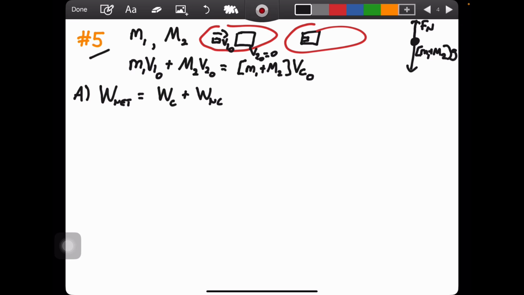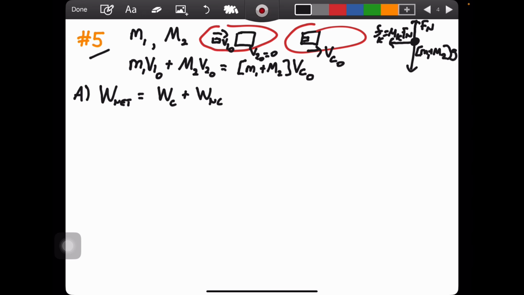And once the bullet embeds itself, you can imagine that there is some v combined 0 going to the right, which is to say that the combination of the bullet and the larger mass is moving to the right. If it's moving to the right, that means that there is some friction to the left, because the kinetic friction always opposes the direction of the motion. And so I can say that the kinetic friction is going to be equal to whatever the coefficient of kinetic friction is multiplied by the normal force.